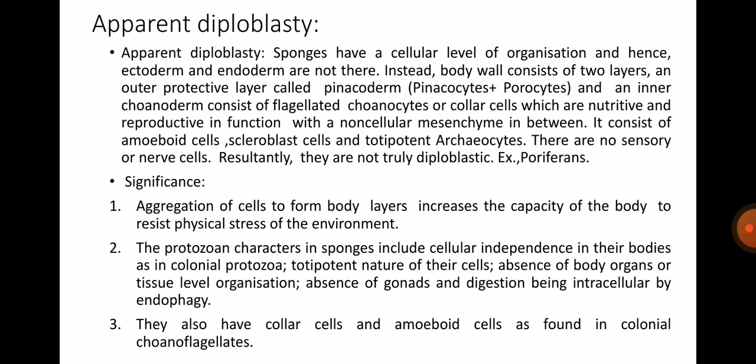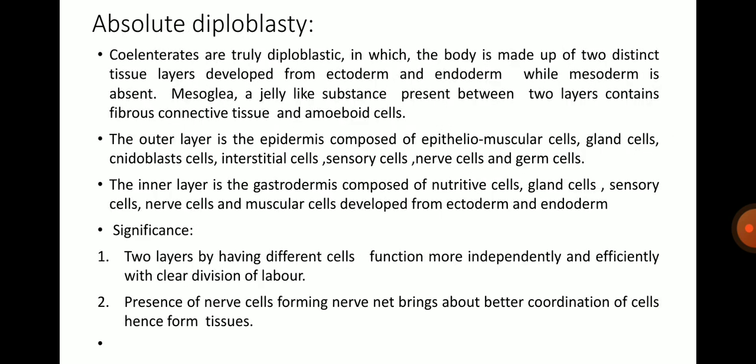The next point is the protozoan characters. Sponges include cellular independence in their bodies as in colonial protozoa. Then there is the totipotent nature of their cells, absence of body organs or tissue level organization, absence of gonads, and digestion being intracellular by endophagy. They also have collar cells and amoeboid cells as found in colonial choanoflagellates.